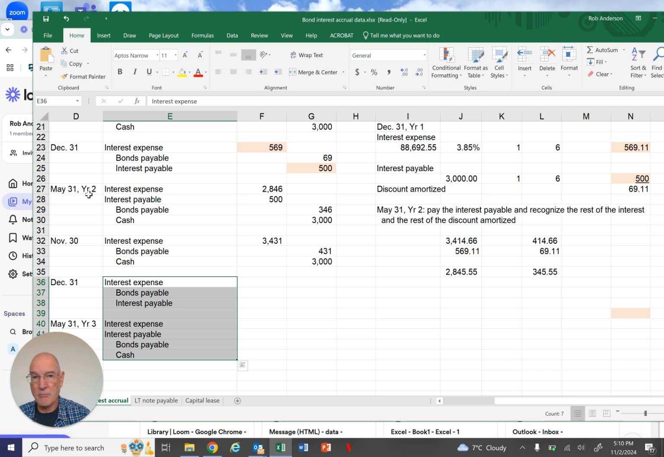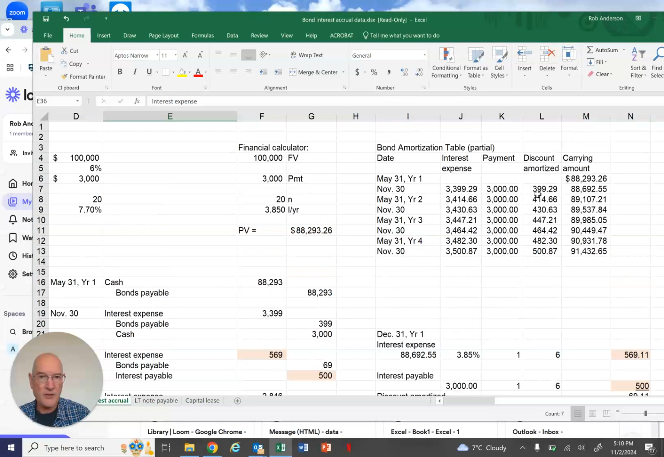It's the same exact method that we did before, except we're using a different carrying amount. We're using the carrying amount from November 30 year 2. So same calculation, except this number here becomes 89,537 and change. Okay, so that's a look at accruing interest on a bond when the payment dates are not exactly December 31.